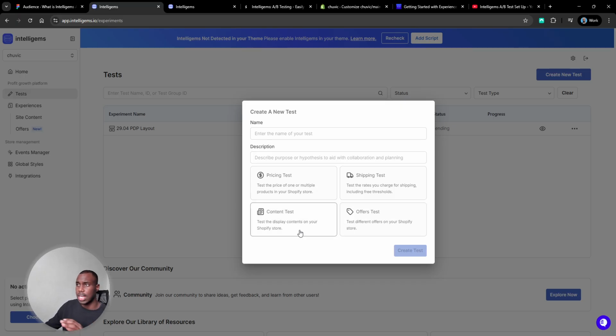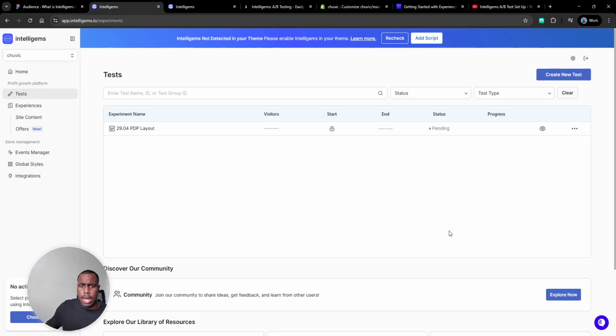If you want to test how things look on your website, content test is the most popular and probably the easiest kind of test to set up and start with, depending on size. But yeah, content tests are pretty popular. Price tests are usually the second most popular as well. So that's kind of the main bit of the dashboard.